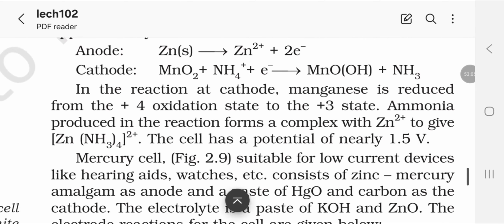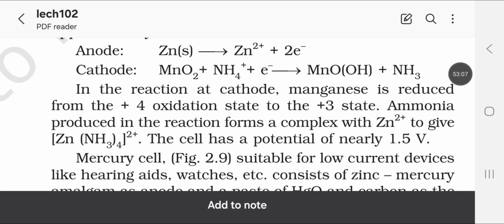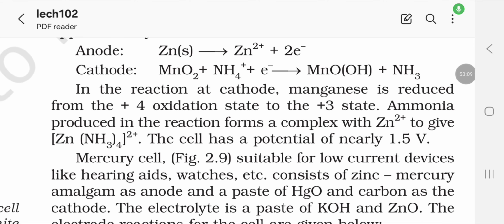In the reaction at the cathode, manganese is reduced from the +4 oxidation state to the +3 state. Ammonia produced in the reaction forms a complex with Zn2+ to give [Zn(NH3)4]2+. The cell has a potential of nearly 1.5 volt.